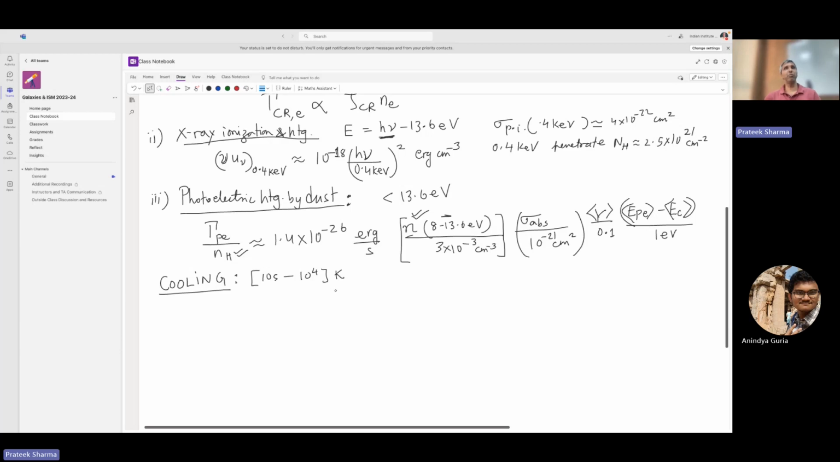Can this gas be cooled by Lyman alpha emission? The Lyman alpha energy is about 10 eV, which is very high. So this gas does not have enough thermal energy to excite the Lyman alpha line. Okay, so this is cooled by other line transitions. And what are those?